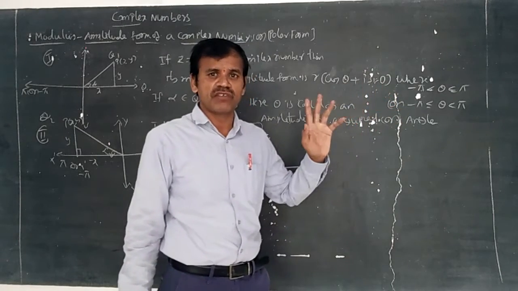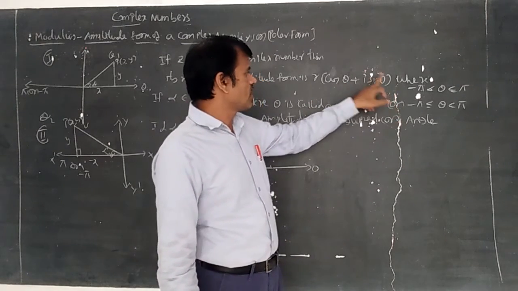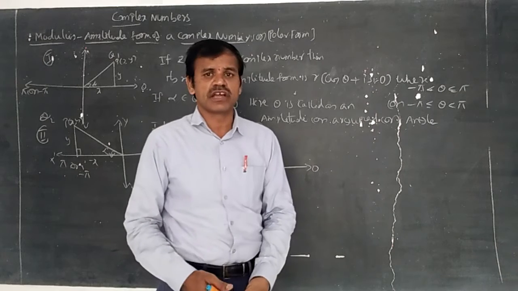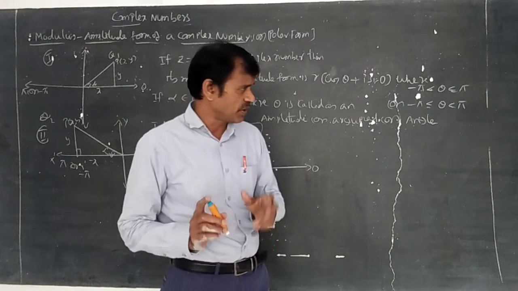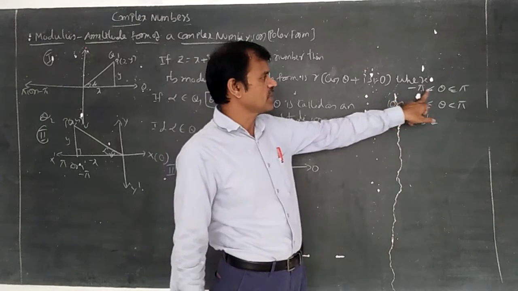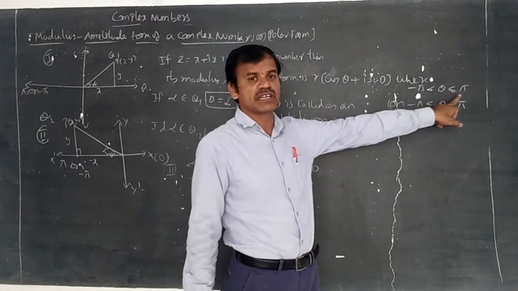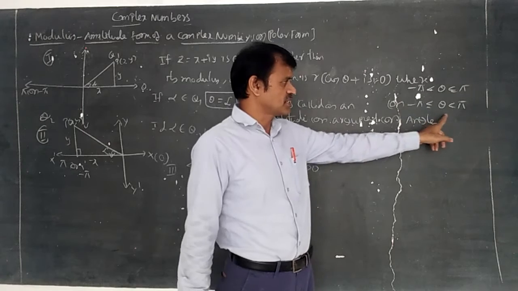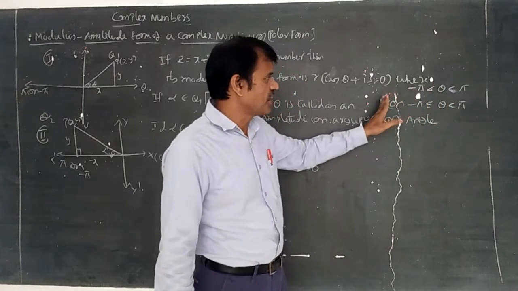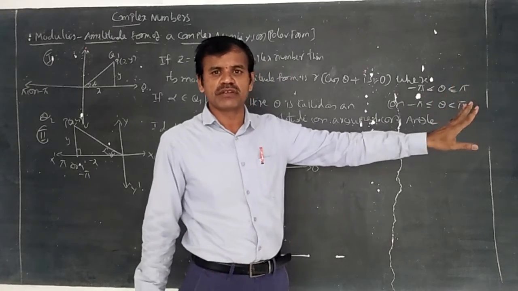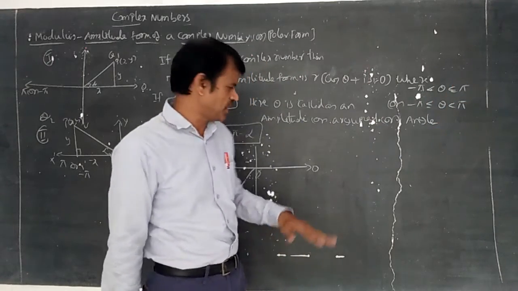There is no question of confusion. Whenever the question arises to find the modulus amplitude form of the complex number z is equal to x plus iy, you need to understand the angle between minus pi less than theta less than or equal to pi, or minus pi less than or equal to theta less than pi. You have to write according to minus pi and pi, not according to 0 to 2 pi.